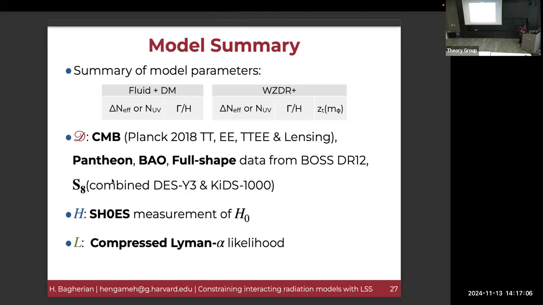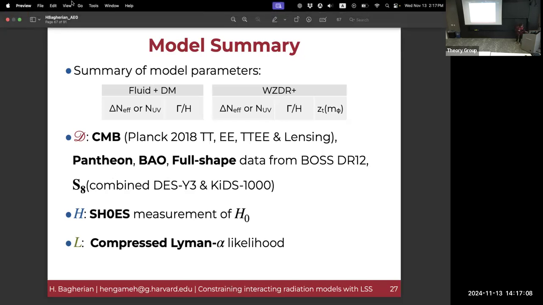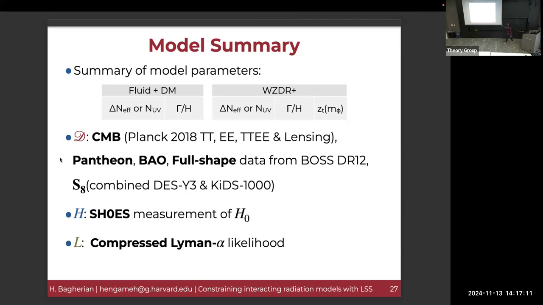And so now I've introduced these two main models: the interacting fluid plus dark matter, which has 3 extra parameters compared to lambda CDM. It has the interaction strength, and it has how much dark radiation I added compared to lambda CDM. And then I have the WZDR model, where the plus stands for being coupled to matter. This one has that scale we talked about, which translates to some transition redshift, and then how strongly my dark matter and dark radiation are interacting, and how much dark radiation I added.